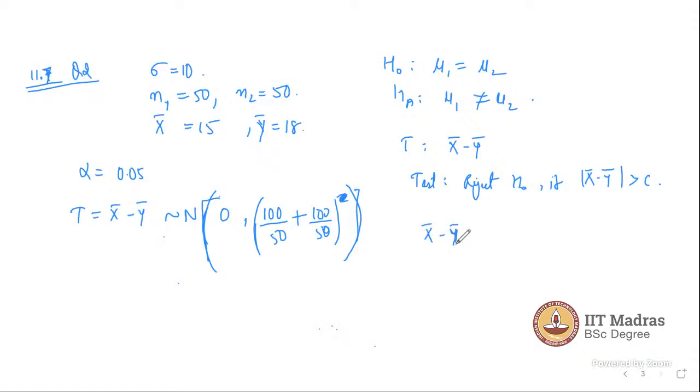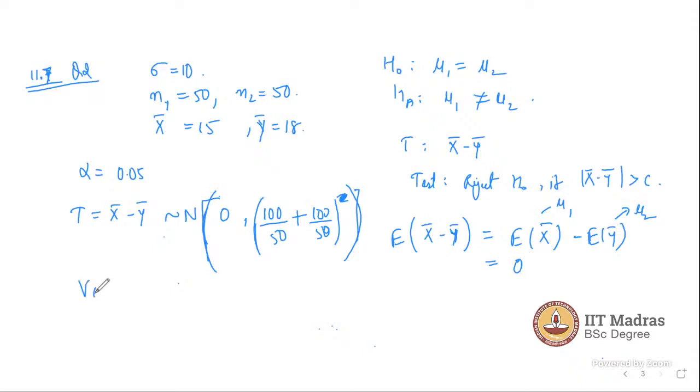Given the null hypothesis is true, if you want to find the expected value of this, what is this going to be? This is going to be the expected value of x bar minus the expected value of y bar. The expected value of x bar is given by mu1, and the expected value of y bar is given by mu2, so it is mu1 minus mu2. And if the null hypothesis is true, it comes out to be 0.